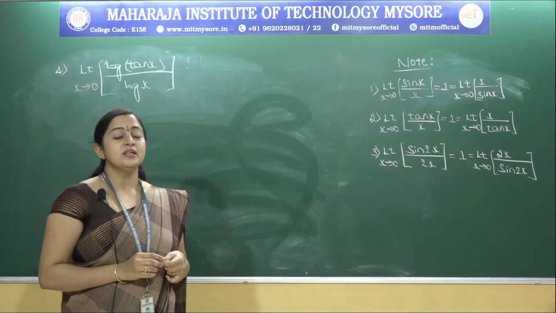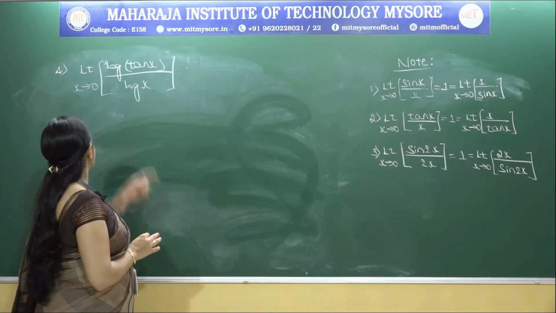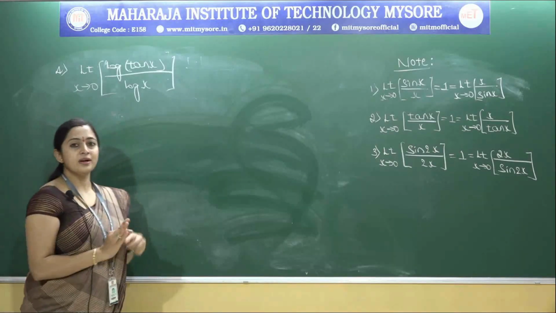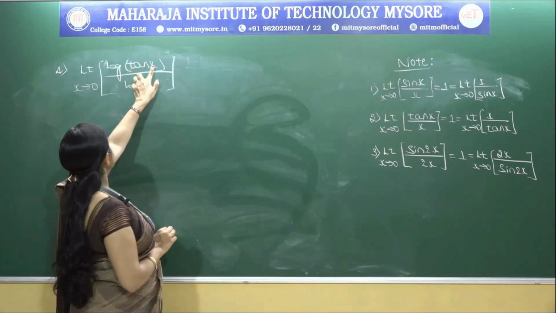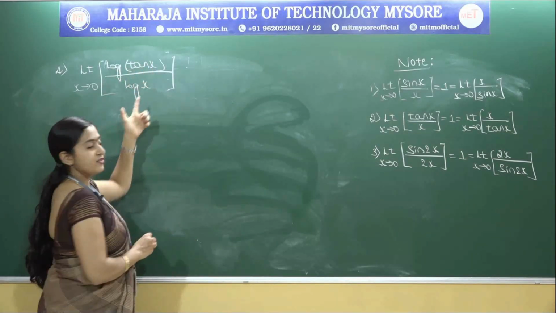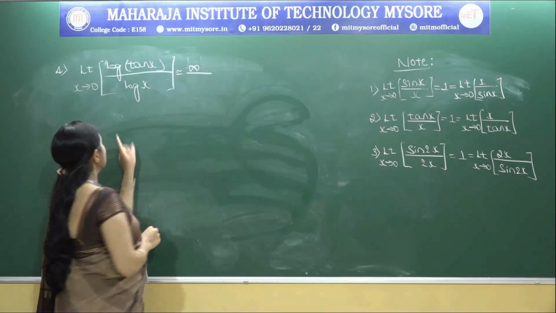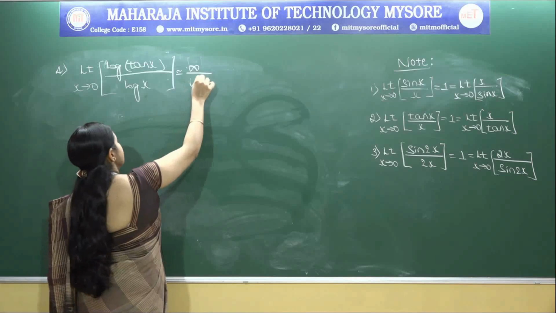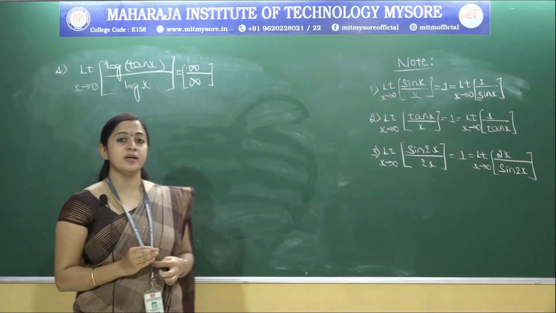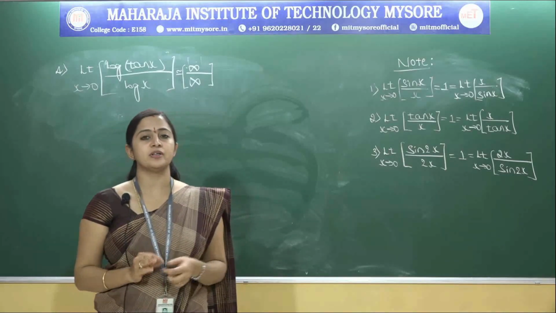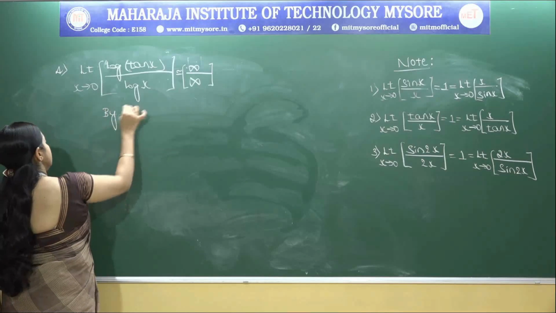The next problem, limit of log of tan x divided by log x as x tends to 0. Here first apply the limit. Since tan 0 is 0, log 0 is infinity. So the numerator you got the infinity, denominator log 0 is again infinity. So it is infinity by infinity form. You can apply the L'Hospital rule if it is infinity by infinity.